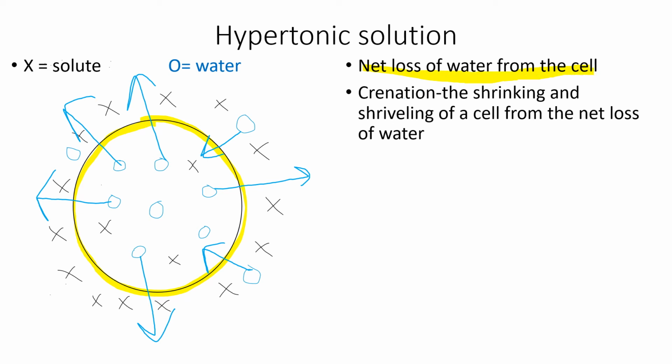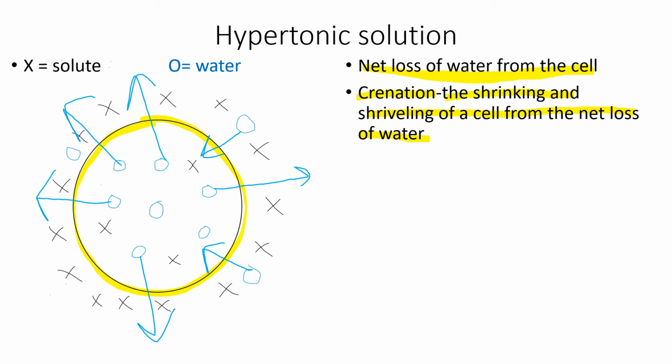When we think about the major components in a cell, the major component in a cell is water. If you start losing water, you're going to really alter the shape and size of that cell. And we have a term for when we have a net loss of water from the cell, and that term is crenation. So crenation is the shrinking and shriveling of a cell from that net loss of water. You can think about this the same way you would a water balloon.